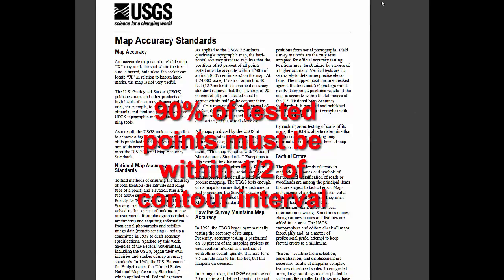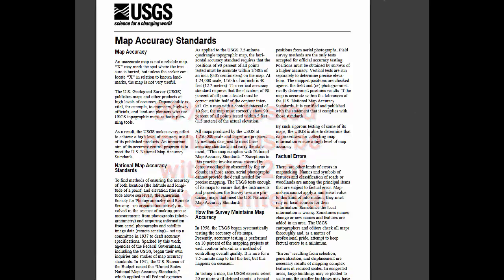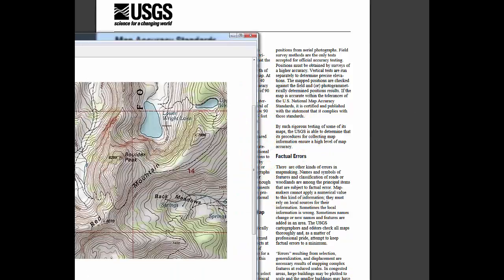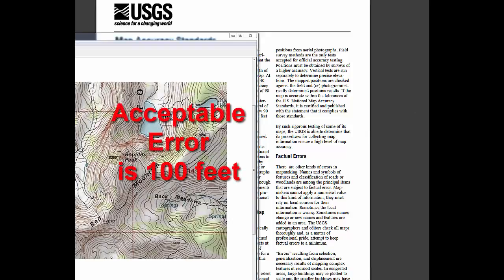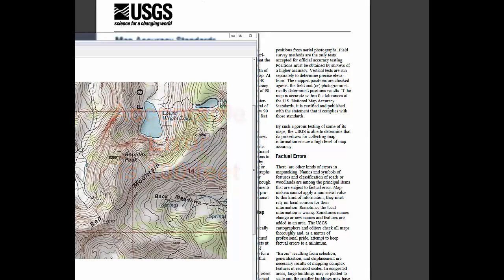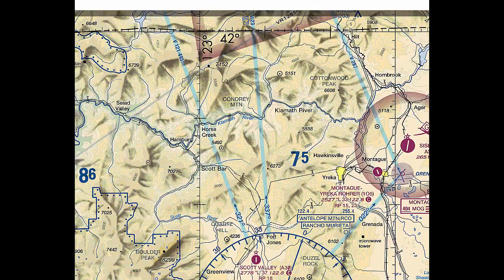So if we look at our map, and if our contours are 500-foot contours, then the accuracy has to be 250 feet. Or if the contours are 100 foot, the accuracy has to be 50 feet. So on this map, the contours are 200-foot intervals. So that means, according to the USGS, if a contour is correct within 100 feet, it's okay. So now let's go back and look at the sectional.